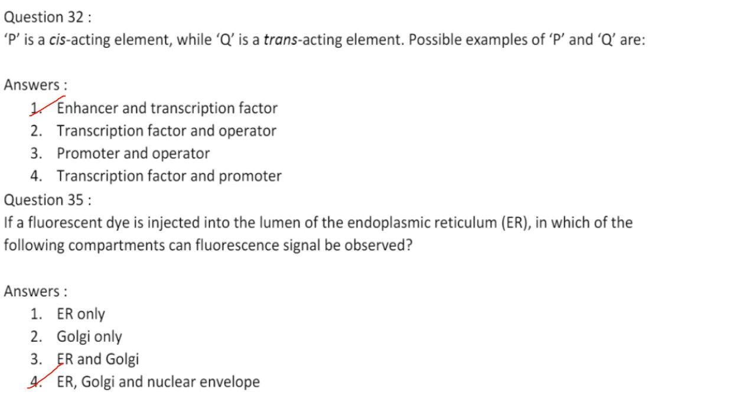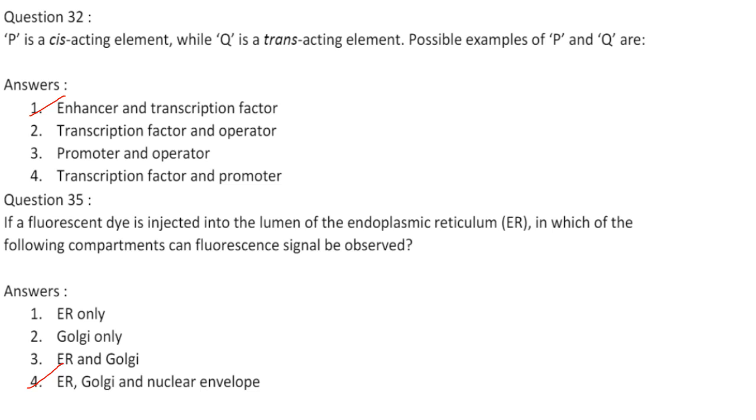P is a cis acting element while Q is a trans acting element. Possible examples of P and Q are, so trans acting is naturally a protein and cis acting is a DNA. So P is a cis acting element, so it is an enhancer, and Q is a trans acting element, so it will be naturally a transcription factor. Answer is option 1.